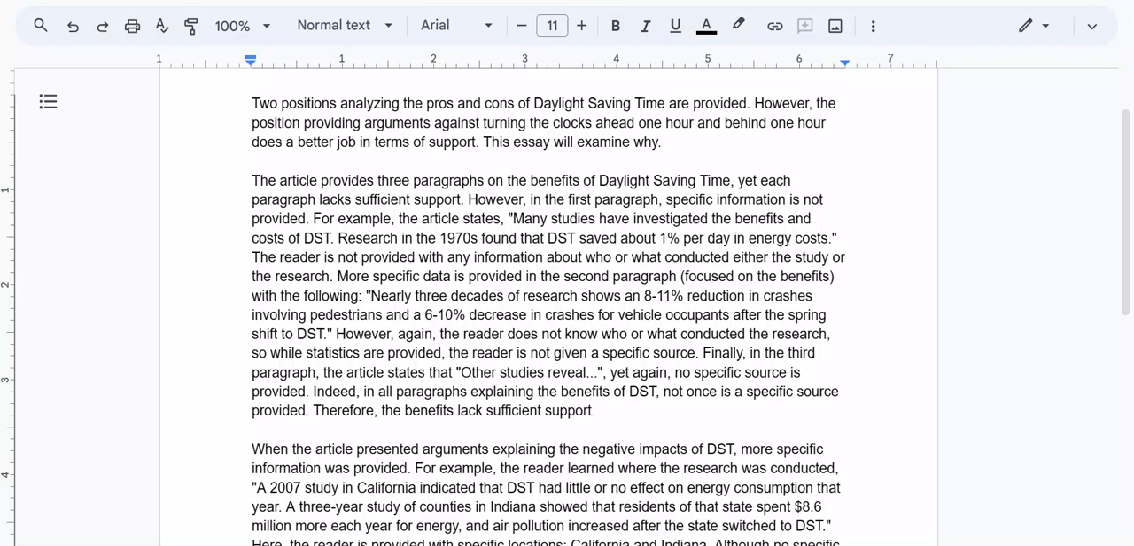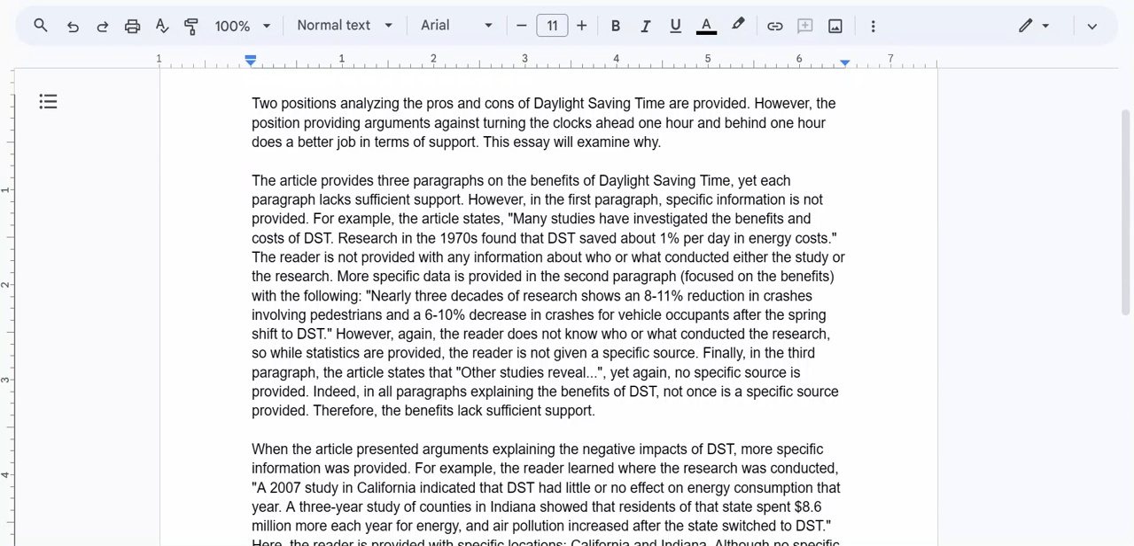Two positions analyzing the pros and cons of daylight saving time are provided. However, the position providing arguments against turning the clocks ahead 1 hour and behind 1 hour does a better job in terms of support. This essay will examine why. And then we start our body paragraph.